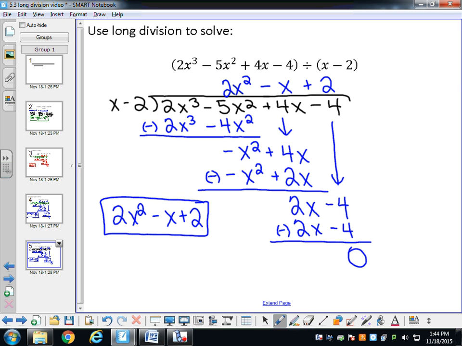plus 2. Hopefully these examples help with long division.